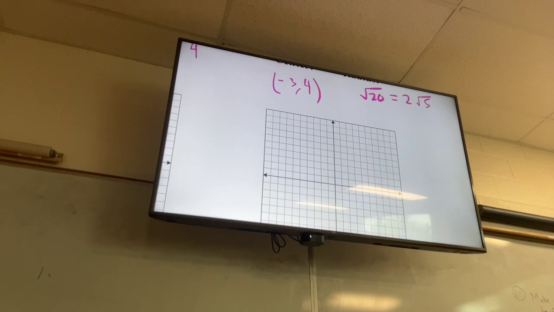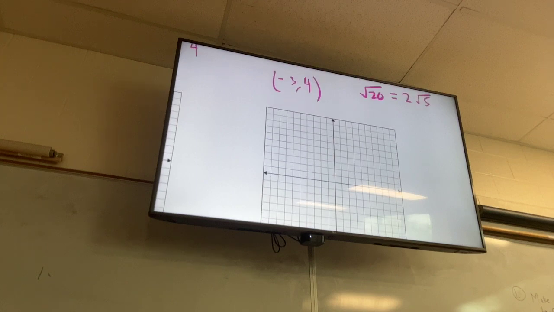So plot my center, negative 3, 4. 2 root 5, that's about what? 2 times about a little more than 2. Let's go up about 4.5.